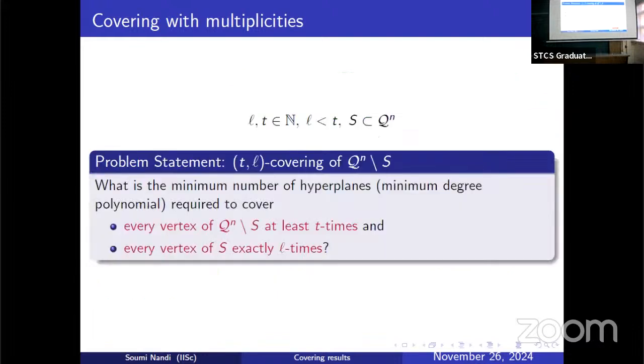So the question is: if we are given two natural numbers L and T, where L is the smaller one, and a subset S of Q_n, we want to cover all the points outside S T times, and every point in S exactly L times. Then what will be the minimum degree of the polynomial, or the minimum number of hyperplanes required? Are we allowed to use the same hyperplane multiple times? Yeah.